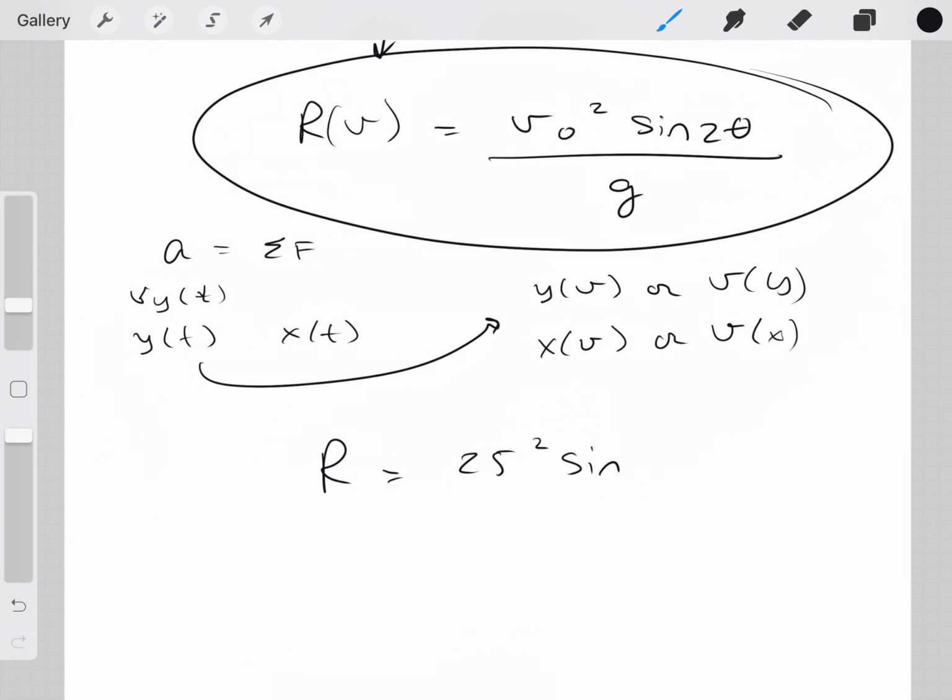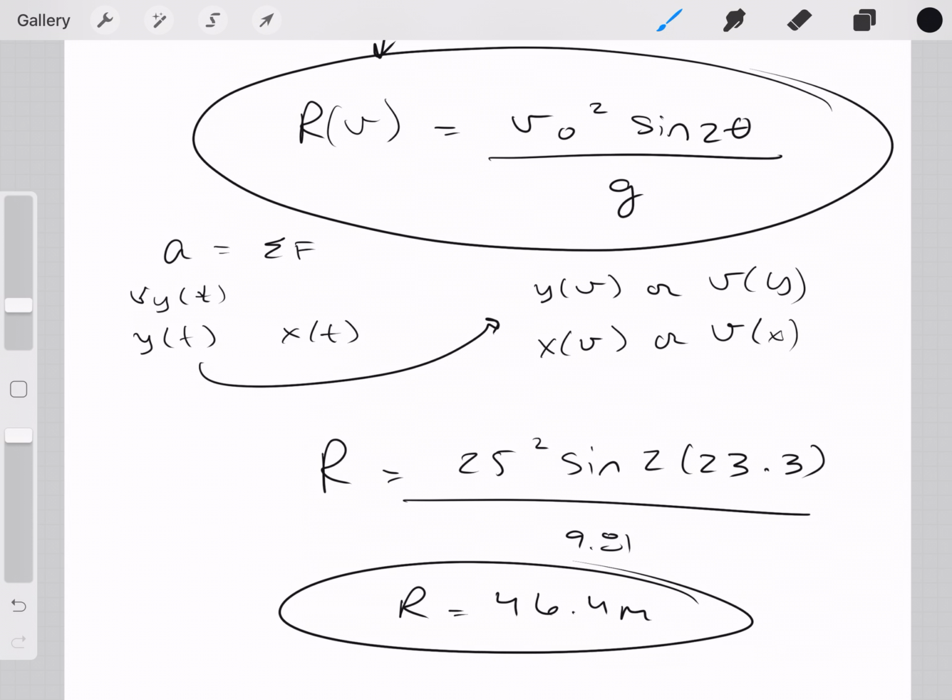But going back to this very specific problem, when you plug in what we know about our problem, you get sine 2 times 23.3 all over 9.81. And when we solve for that, that is r equals 46.4 meters. So we have now officially solved for everything we need.